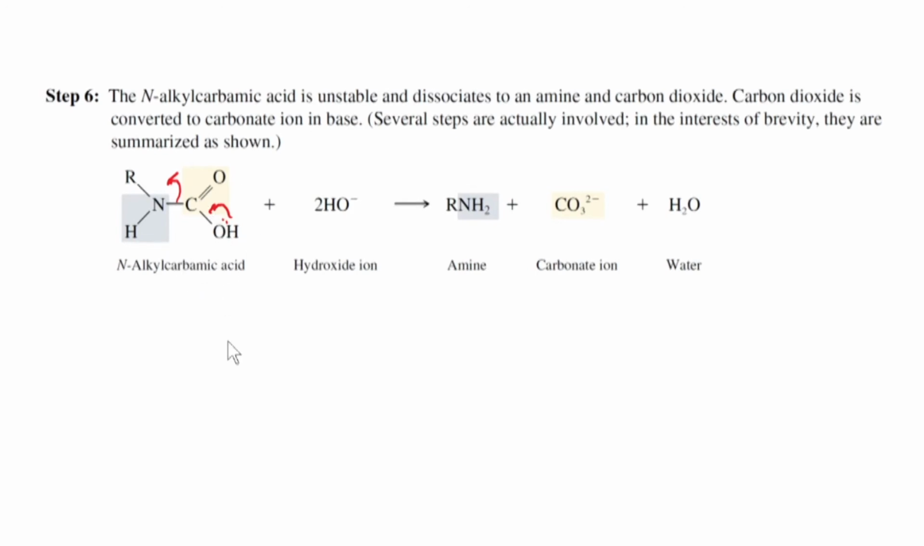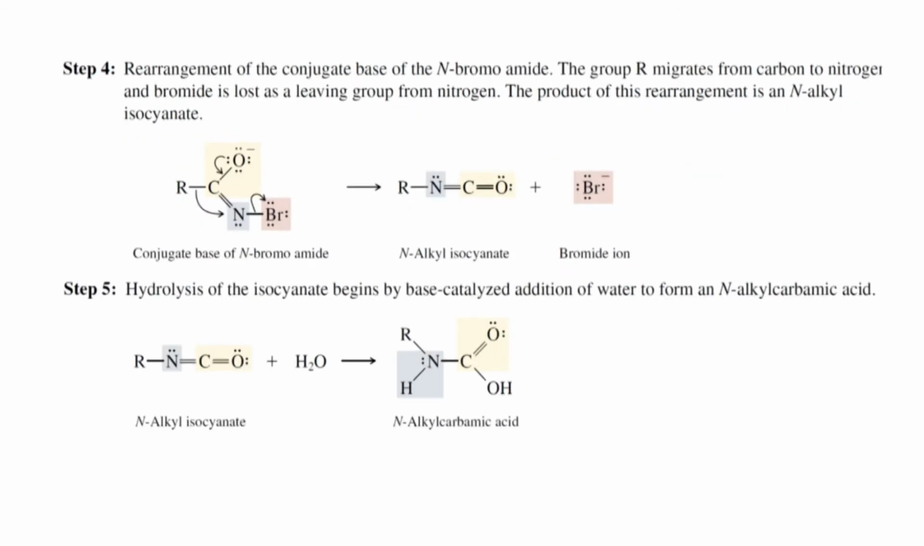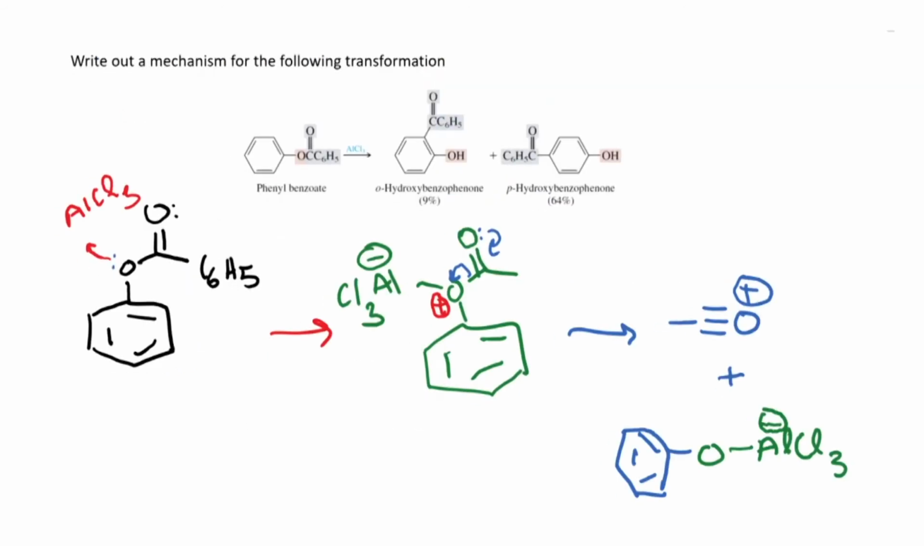So this is the mechanism, and what we can understand from it is that this step 4 is the most crucial step, where the carbon to nitrogen migration occurs in a concerted manner. If not, you will have racemization, but what we see here is clearly retention in stereochemistry. Let's move on to the next question here.